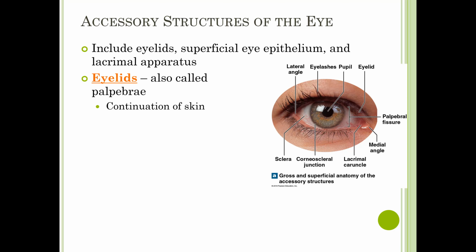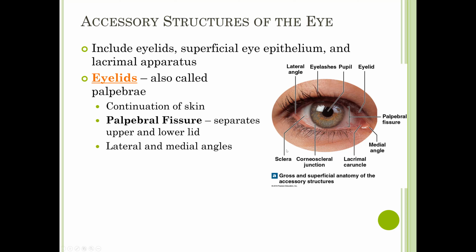If we start with the eyelids, they're also called palpebrae, and these are just continuations of the skin around your eyes. The palpebral fissure is the fissure that separates the upper lid from the lower lid, so it would be this gap between the two lids. You also have lateral and medial angles where your upper and lower lids come together. The medial angle would be next to your nose on each side, and the lateral angle would be the side facing closest toward your ear. The medial angle is also sometimes called the medial canthus, and the lateral angle is sometimes called the lateral canthus.